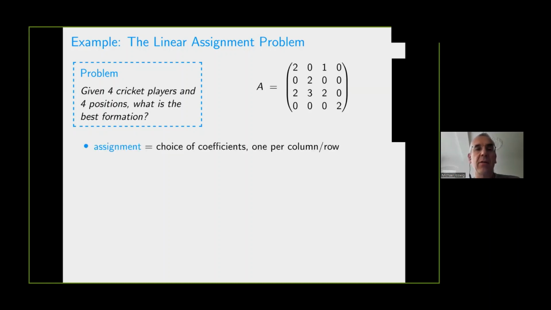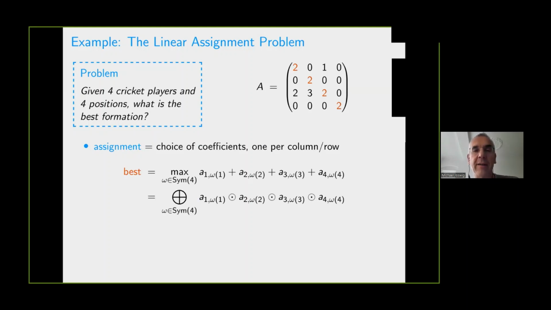This is known as the linear assignment problem. If you write it down, an assignment is a choice of these coefficients, 1 per row and per column. Of course, these correspond to the permutations of the columns or the rows. So if you have 4 rows and 4 columns, there are 4 factorial, 24, of them. And for each, you can measure the total strength of the team. For instance, if the assignment that you pick is that player 1 plays on position 1, player 2 plays on position 2, and so on, then the total value of the team is 2 plus 2 plus 2 plus 2, which is 8. And in this particular case, that's the best choice that you have for these positions.